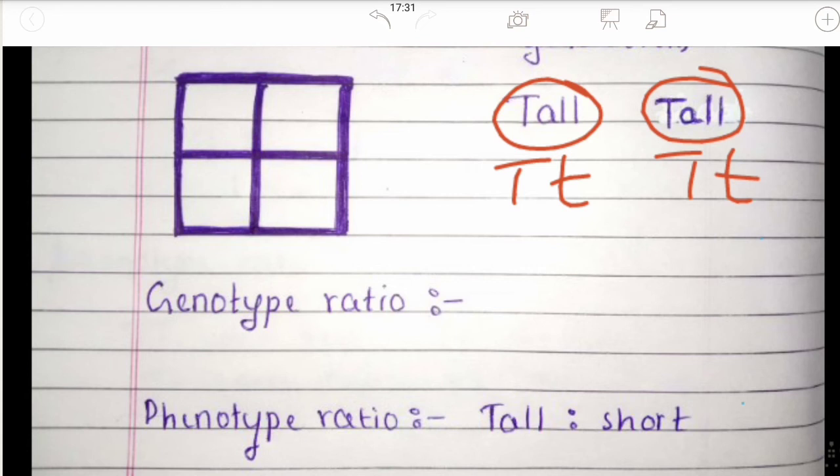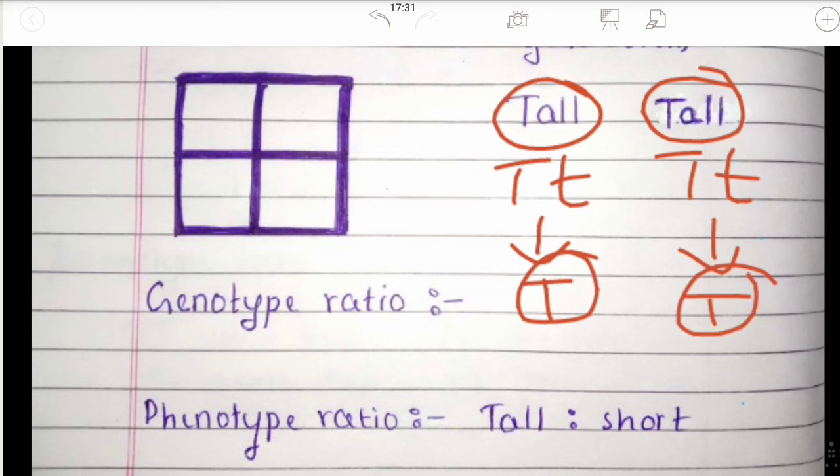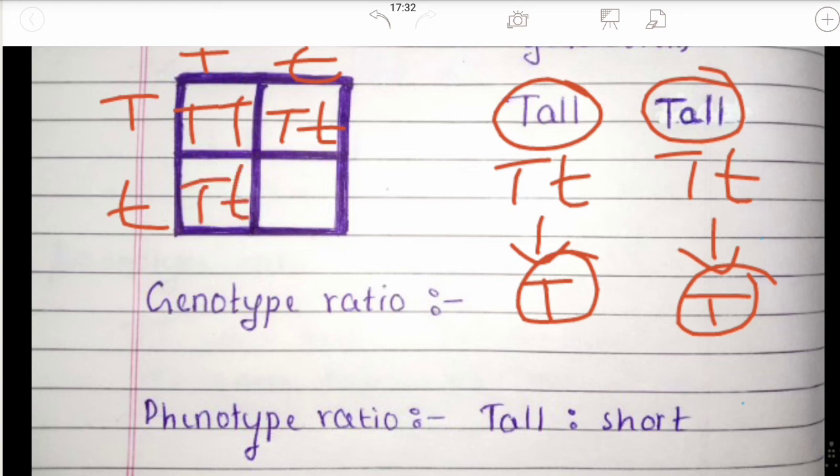What are the genotypes of these plants? They are the same. The gametes from these two tall plants are capital T and small t. By using this we can calculate the Punnett square. So here write capital T, small t on the top and capital T, small t on the side. Now cross them: capital T capital T, capital T small t, capital T small t, small t small t. This is the Punnett square we have got. From this we will calculate the genotype ratio and phenotype ratio.